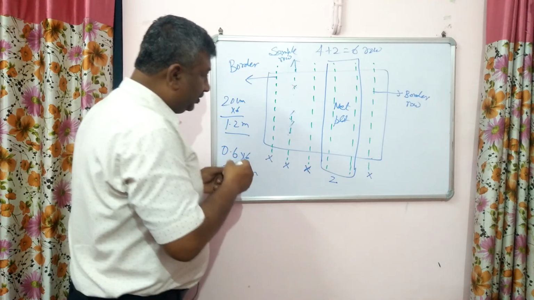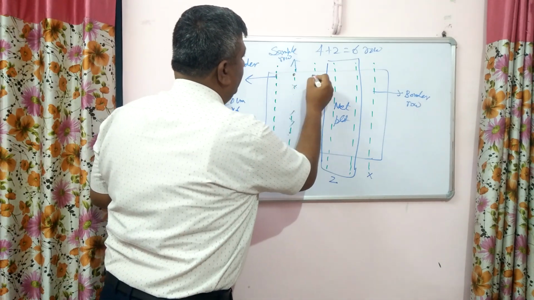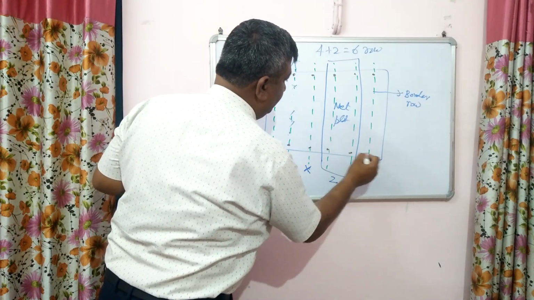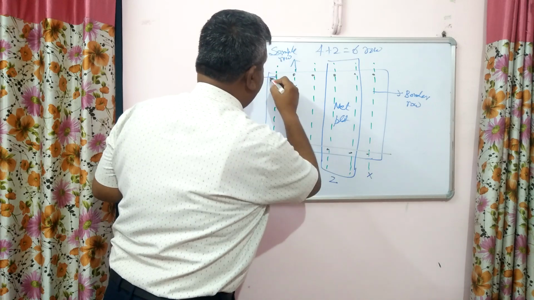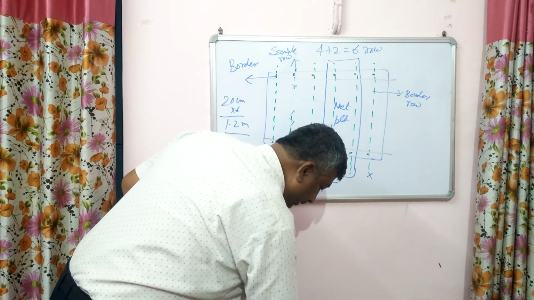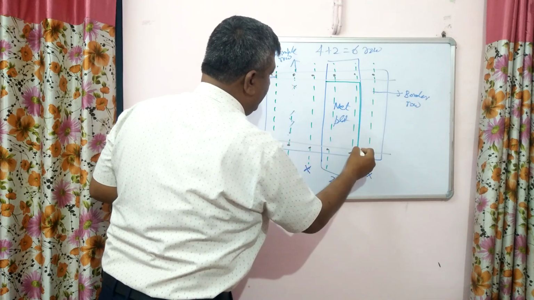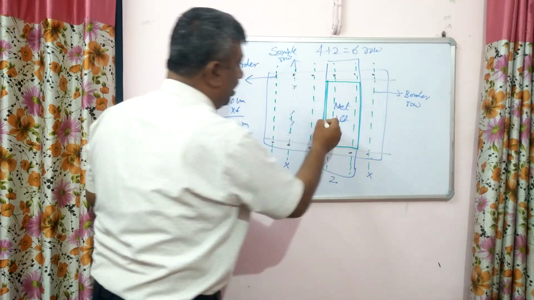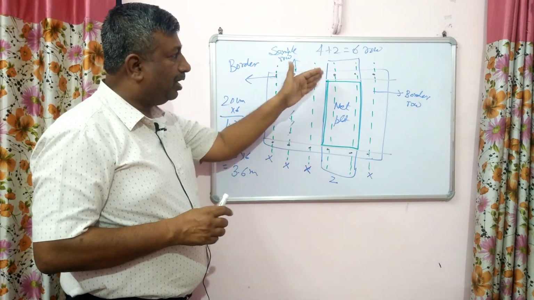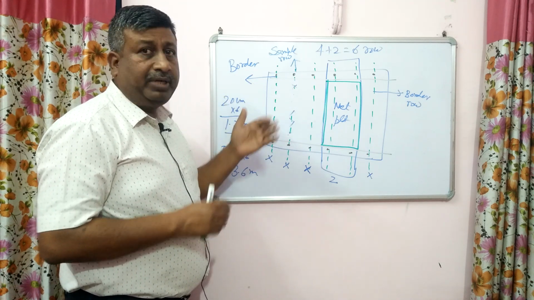Now the other thing is that the last plant and first plant also have border row effect, which is why these plants are also discarded. So the net plot area is only this one, leaving the first plant and the last plant in the row. This is possible in case of maize where plant to plant spacing is maintained. But suppose it is wheat, we cannot eliminate one plant.